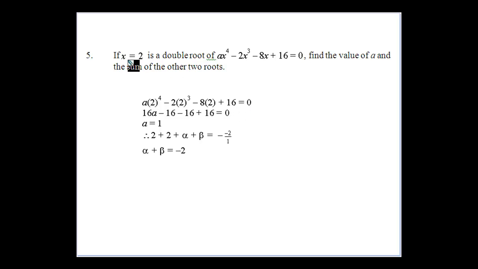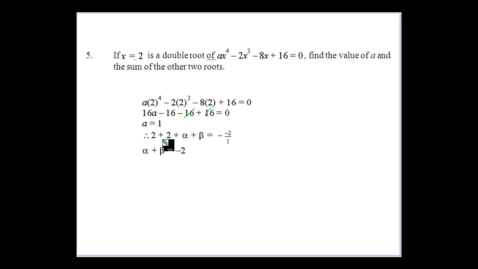Question 5 here says 2 is a double root, and we want to find the value of A and the sum of the other 2 roots. So it's a 2-part question, really. Now, we keep in mind that if 2 is a root there, it's a double root, we know that we can substitute 2 in, and then we can get an equation where A is the only unknown. So you can start to manipulate and do the calculations. So they cancel. 16A minus 16A is equal to 0. A would have to be equal to 1.